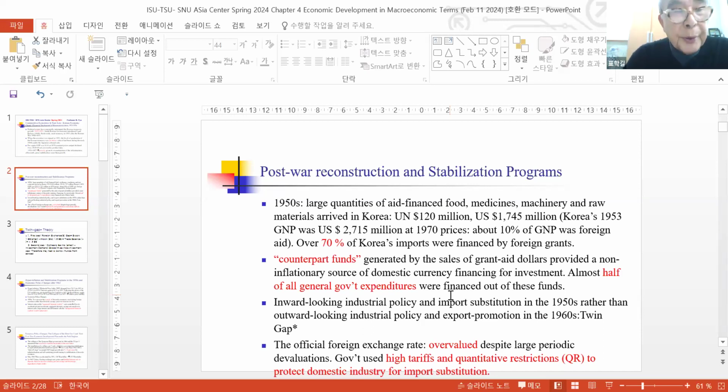Previously, all toothpaste in South Korea was imported 100%. And with domestic substitution, they could save on dollars. You see?